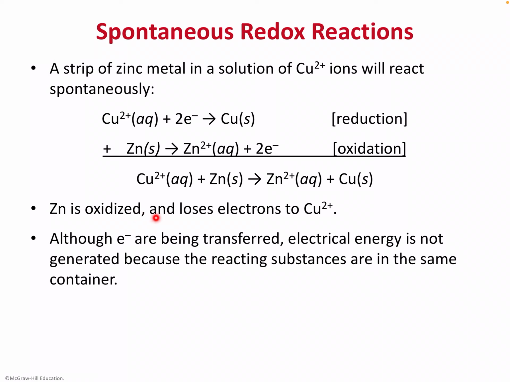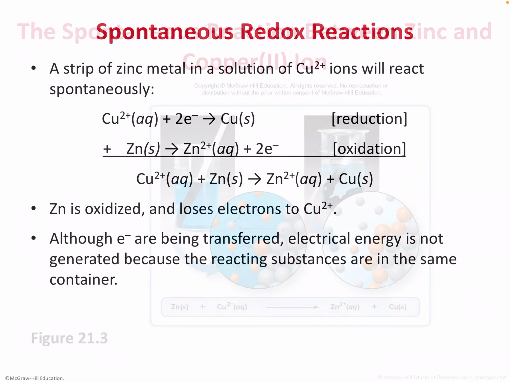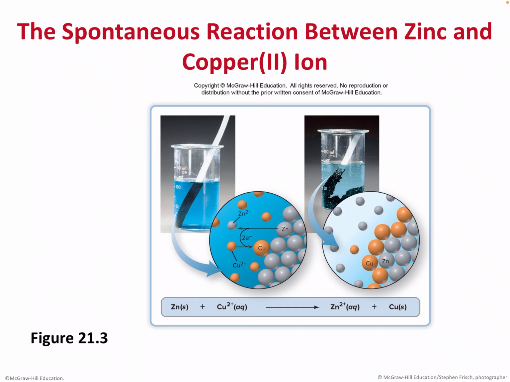Zinc is oxidized and loses electrons to copper. Although electrons are being transferred, electrical energy is not generated because the reacting substances are in the same container. If we put zinc and copper both in the same container, there is a spontaneous redox reaction, but the energy is not generated since they are in the same container. So, here's a picture diagram of a spontaneous reaction between zinc and copper ion.